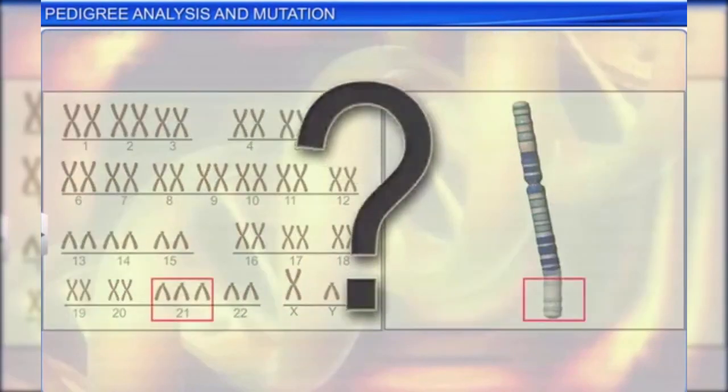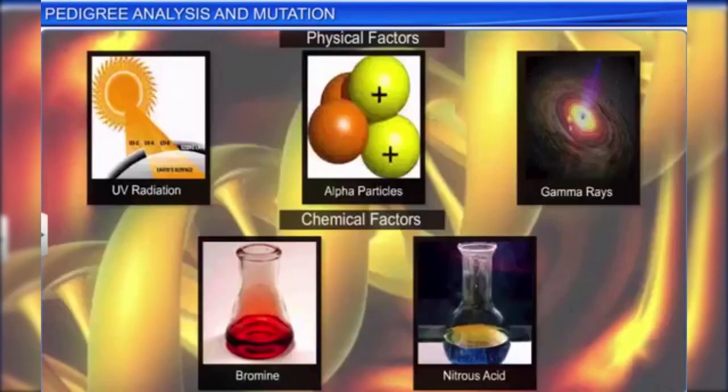But why do genes and chromosomes undergo mutations? There are several physical and chemical factors that change the genetic structure or that induce mutations. These factors are known as mutagens. UV radiation, gamma rays, alpha particles, bromine and nitrous acid are some mutagens that cause changes in the genetic structure.